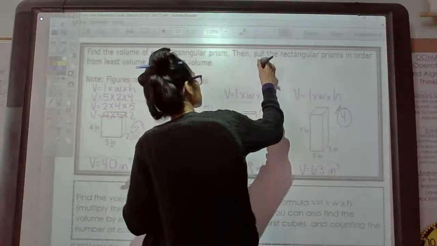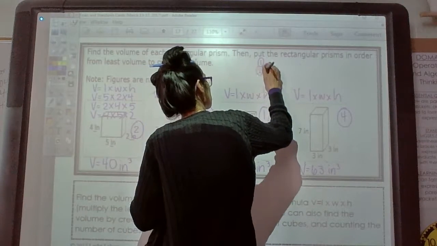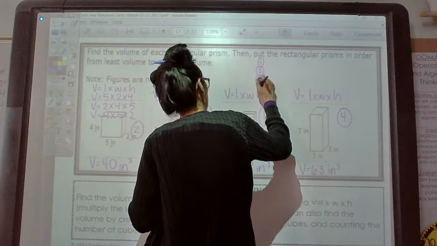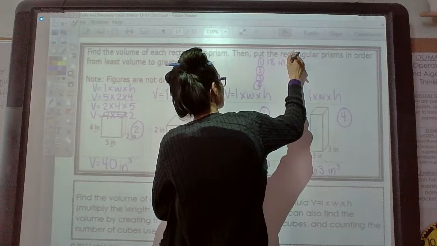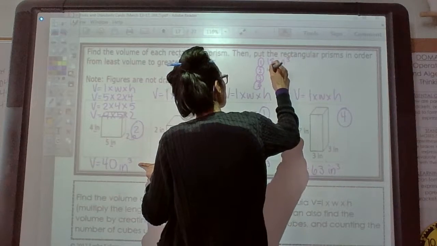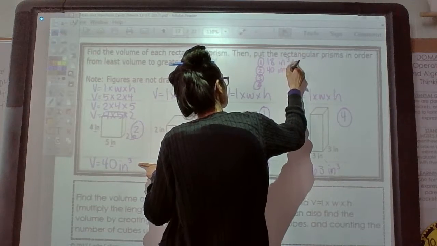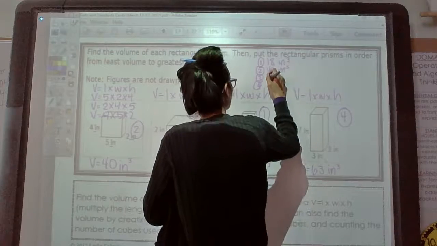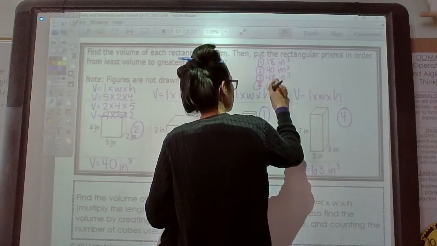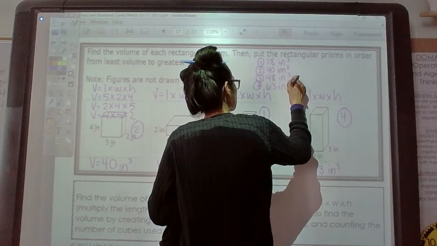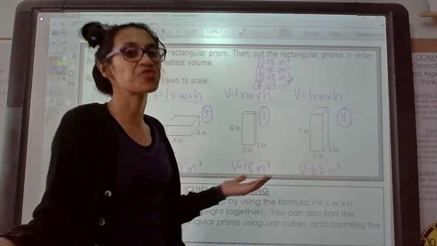So you can write 1, 2, 3, 4. What was the first one? 18 cubic inches. 40 cubic inches. 48 cubic inches. And the last one is 63 cubic inches. Bam! We are done with that one.